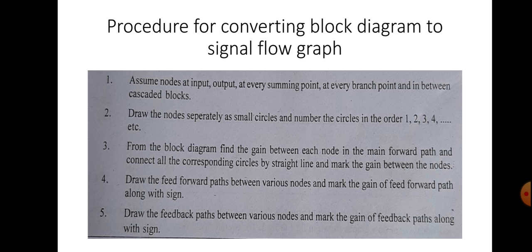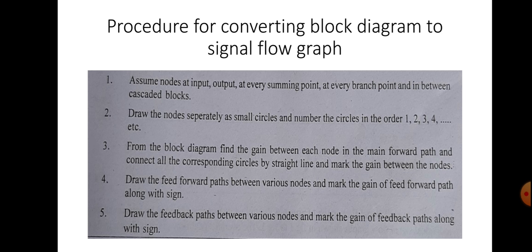Sometimes we may be given the block diagram, and we are asked to change the block diagram to a signal flow graph, and it will be an easier procedure, since we can easily convert the block diagram into a signal flow graph. For that we have to assume nodes at input, output, at every summing point, at every branch point, and in between cascaded blocks. So first of all we have to identify the nodes. Usually input, output, summing point, branch point, and in between the cascaded blocks, we will assume nodes.